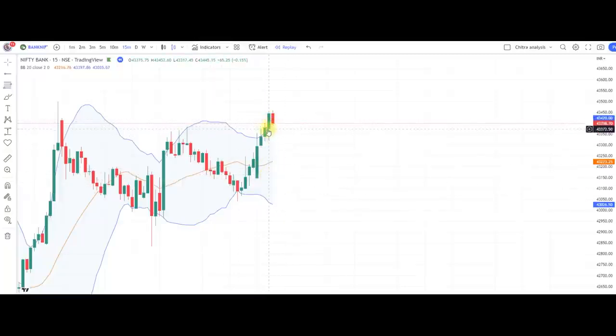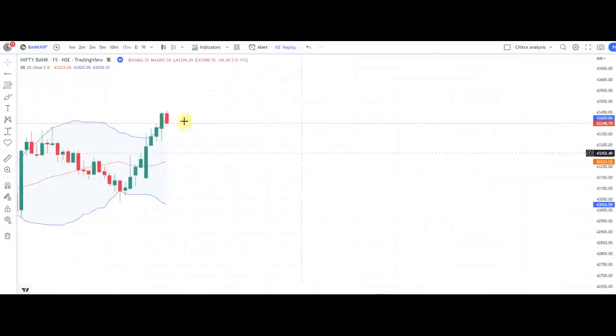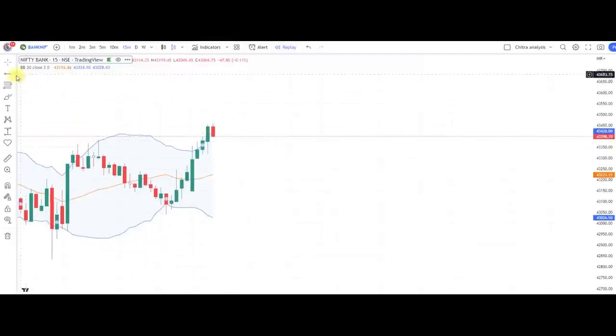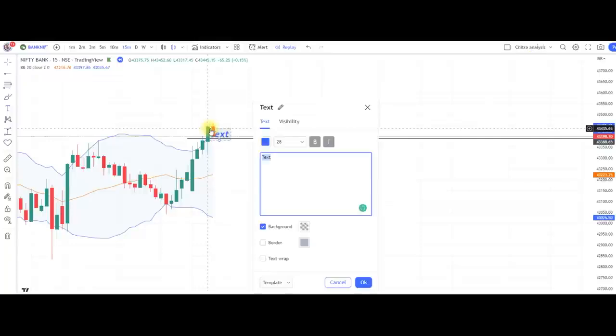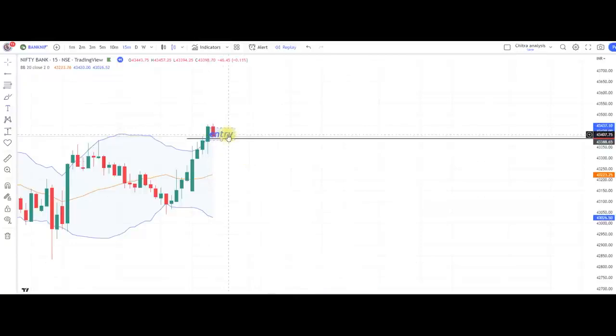So here we got the green candle at the upper Bollinger Band and the immediate red candle also at the upper Bollinger Band. So one can look for a short entry below this red candle. If this low is taken away, anyone can go for a short trade. So here is the entry. We can see how the trade is going now.